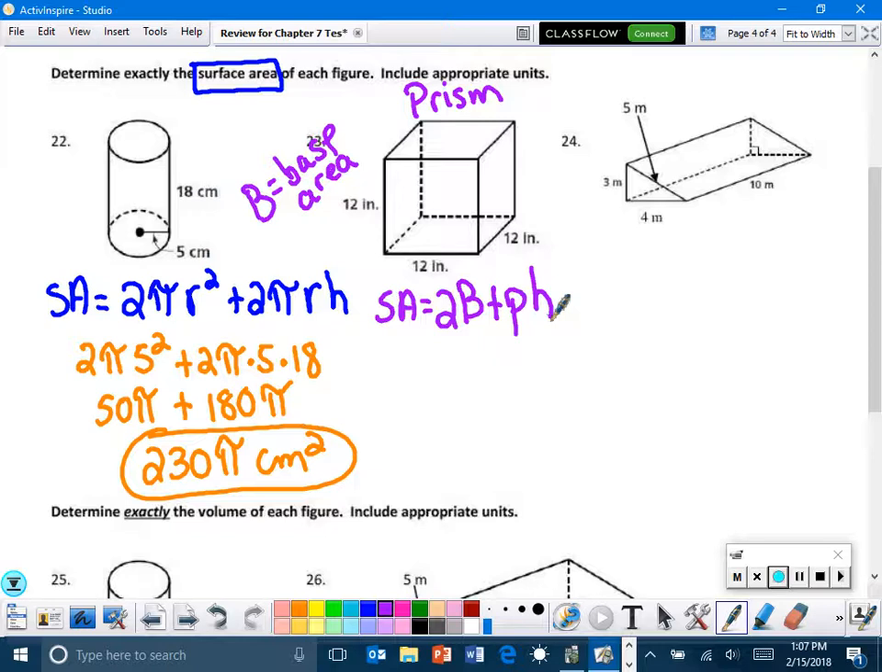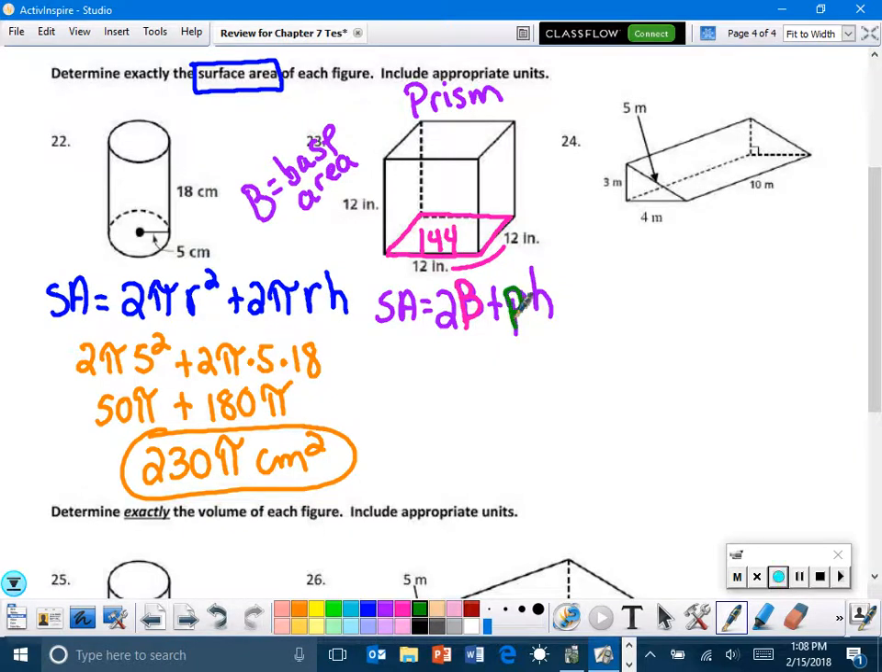Okay, so there's 3 things here. First of all, the base area, the big B. Okay, I'm going to do the big B first. I'm going to go ahead and go with pink. Okay, the base area, that's the bottom. In this case, it's the bottom of that shape. And to find that, we simply take 12 times 12. 12 times 12 is 144. So the base area is 144.